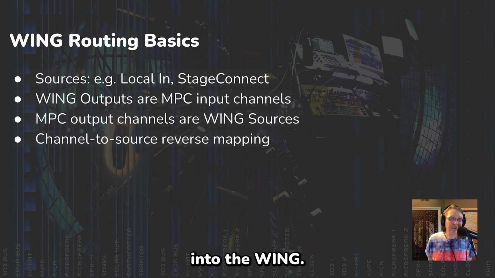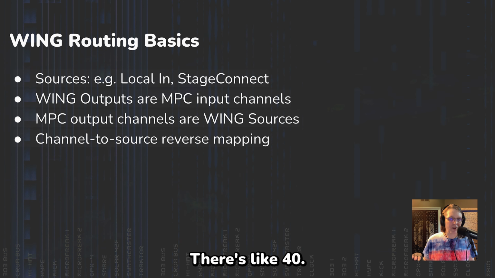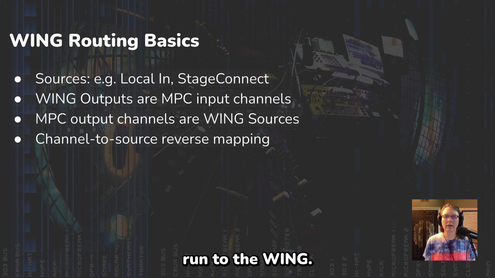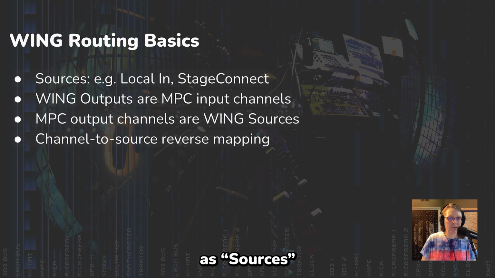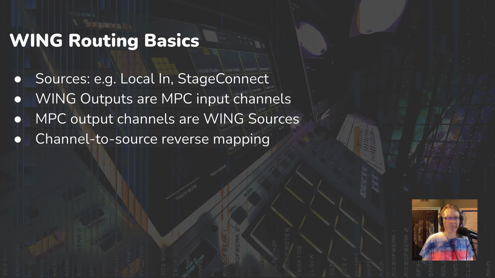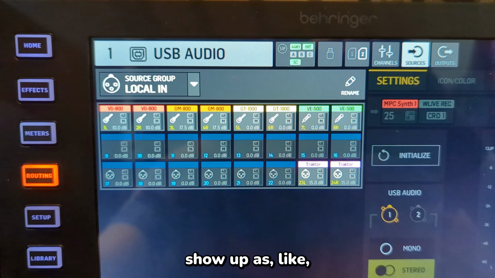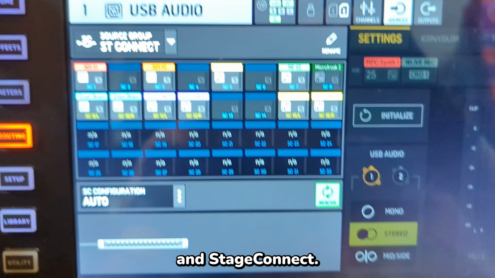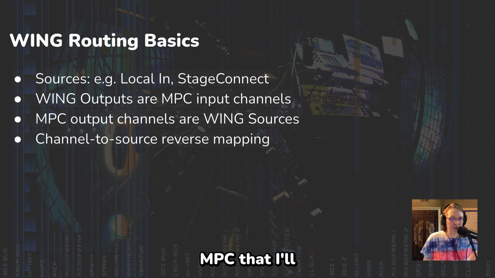Plug everything into the Wing. I use a Stage Connect digital snake and Wing's local analog inputs, of which there's a lot, there's like 40. I also use an analog snake from across the room for a clean run to the Wing. And all of these sources appear as sources in the Wing's UI when you're setting stuff up. On the Wing side, these sources show up as local in, and stage connect. And then there's some other coming in over USB from the MPC that I'll talk about later.